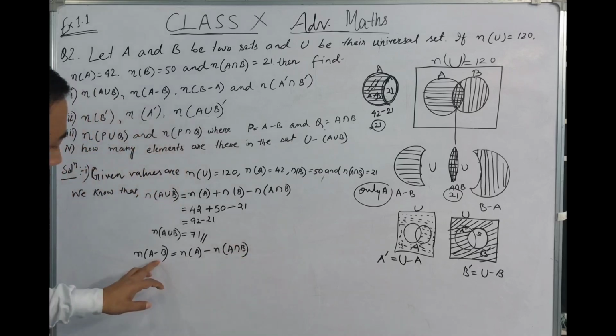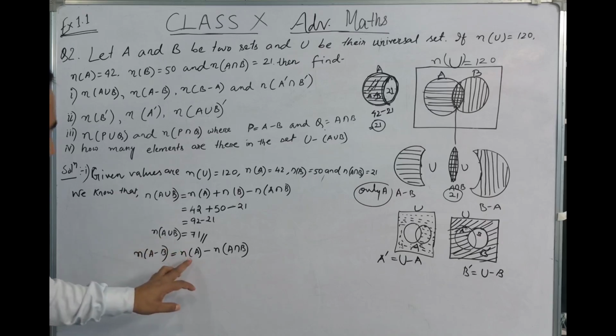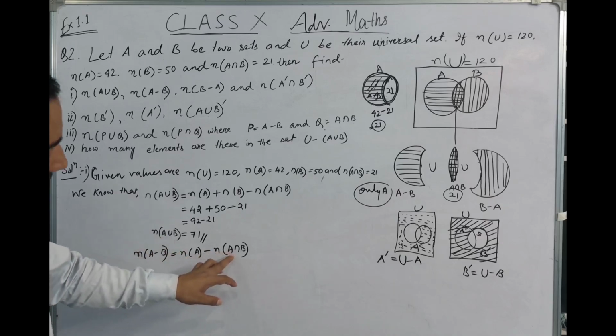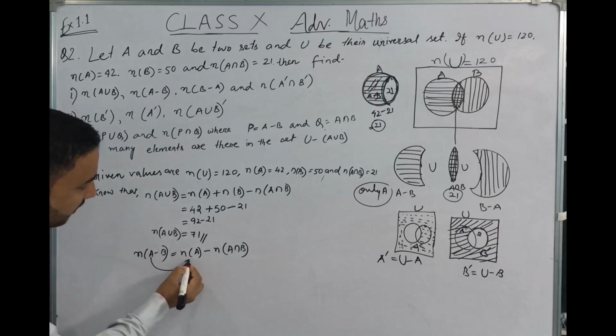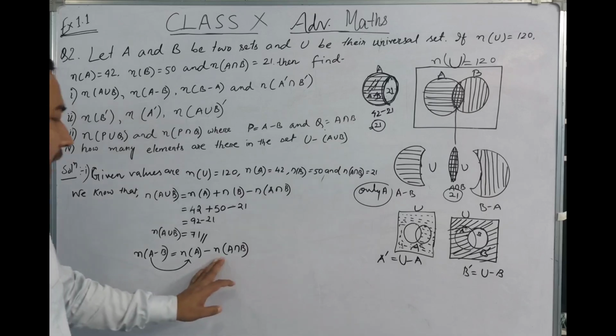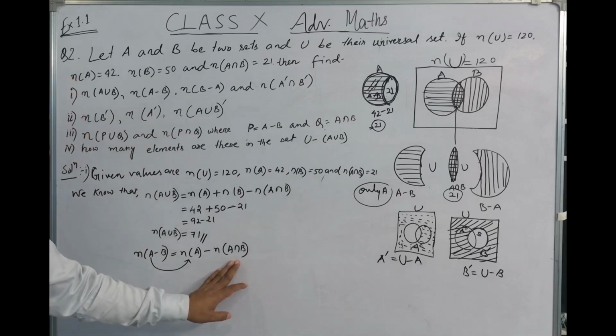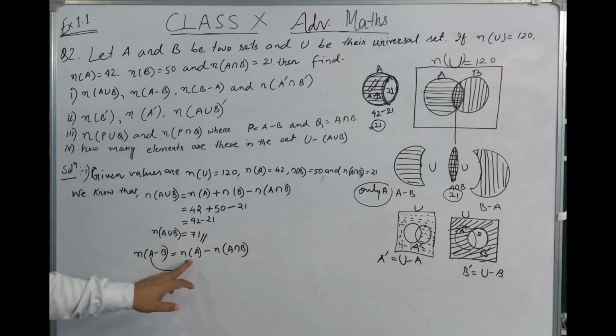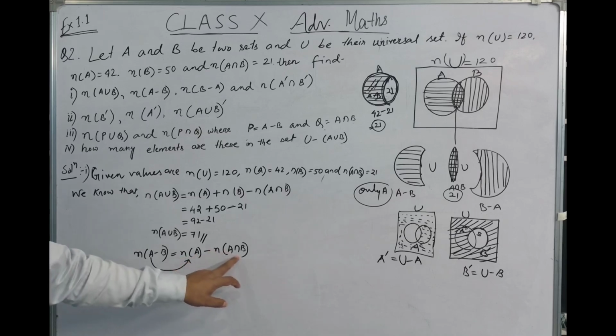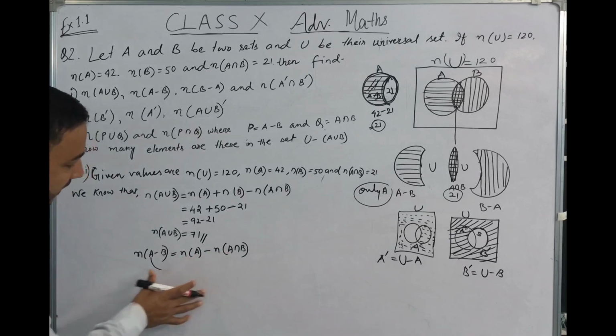Remember, if we are going to find the number of elements in the set A difference B, then you have to subtract the number of elements in the set A intersection B from the set A, because this first set is the set from where you have to subtract A intersection B, that is, the common part, the part common to the sets A and B. Now the number of A and the number of A intersection B are given to us, so you just have to subtract. This is known to us.